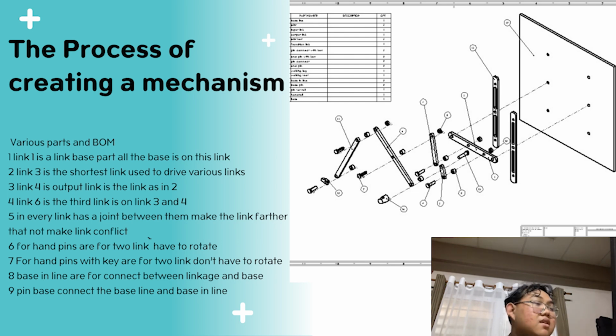The hand pins are for two links that have to rotate, and the hand pin with key is for two links that don't have to rotate. The path base inline is for connecting the linkage and the acrylic sheet. The pin base connects the path base line and the path base inline.